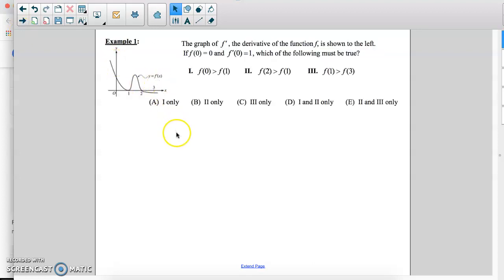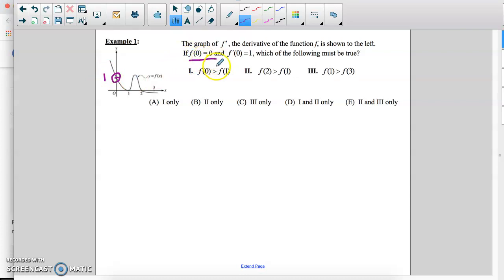First example, the graph of f prime, which is the derivative of the function f, is shown to the left. f of 0 equals 0, that's one thing we know. And f prime of 0 is 1, and you can see that there because that's the graph of f prime. So f prime of 0 is 1. Okay, but we know f of 0 is 0, which is the original function. Which of the following must be true?